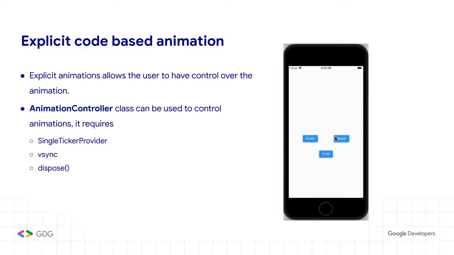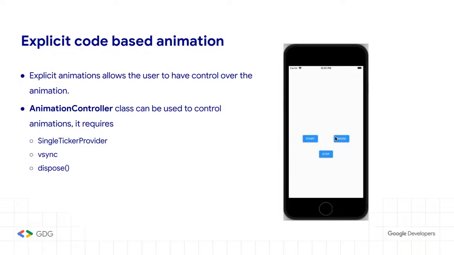The next type of animation is called explicit code based animation. We saw that implicit is the most basic form of animation. You just have a container and you try to change the size of the container. Once the size of the container is changed, that's it. You cannot go back to the original size. If you want to go back to the original size, then we use something called explicit animation. In explicit animation, the user has more control over the animation. They can control how to animate the object. In this case, let's consider the example of a container.